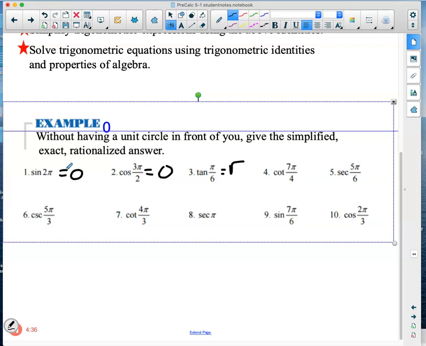And this one is square root of 3 over 3. Cotangent of 7 pi over 4 is negative 1. And then we have negative 2 square roots of 3 over 3.